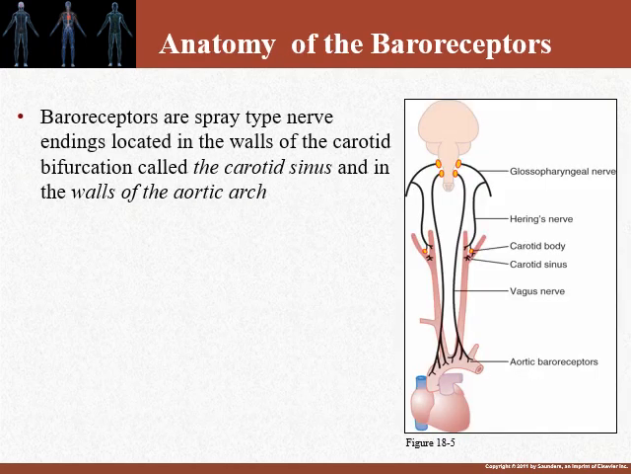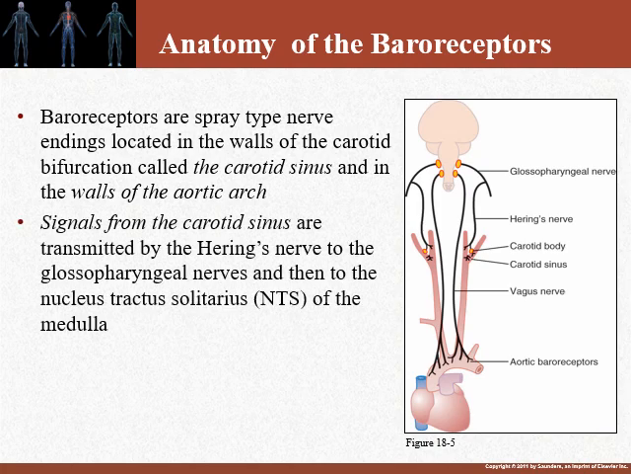Now let's talk about these baroreceptors. The type of these receptors is spray type nerve endings. They are found in the walls of the carotid bifurcation, which are called the carotid sinus, and also in the walls of the aortic arch, which are the aortic baroreceptors. So these are the two main types: the carotid sinus, here at the bifurcation or just before the bifurcation of the carotid artery. Okay. And we have another one in the aorta, which is called the aortic baroreceptors.